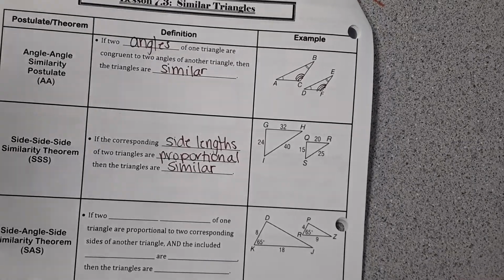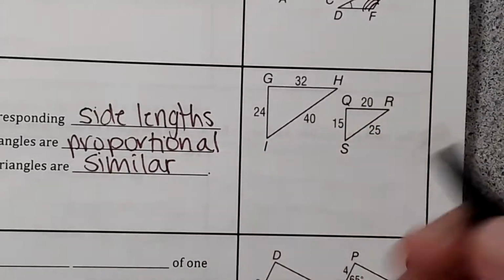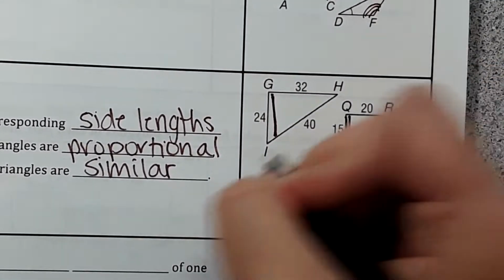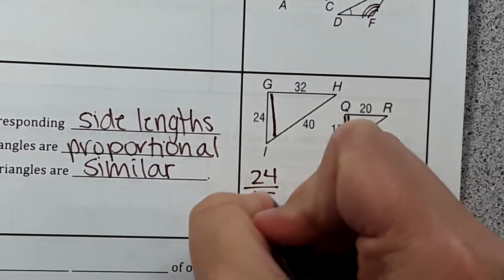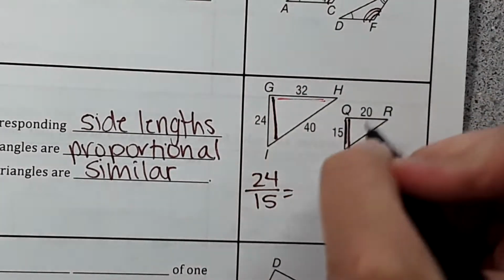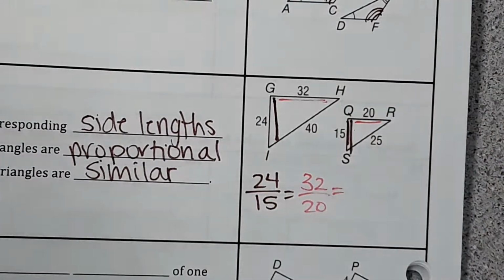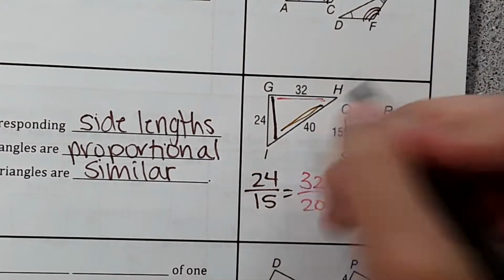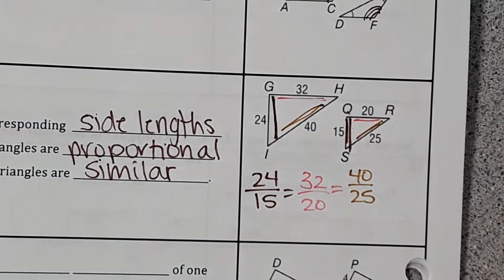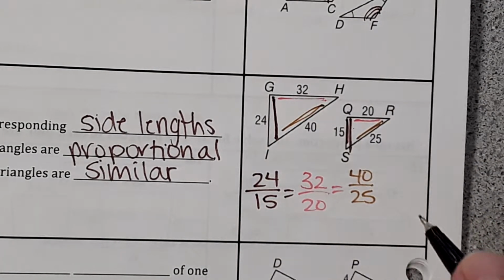So we'll do an example here too. Here you have two similar triangles. If you take corresponding sides, so this side corresponds with this one, I'm going to take 24 and put it over 15, equal to 32 over 20, since this side corresponds with this one. And this one corresponds with this one, so you have 40 over 25. If all these ratios are the same, then you have similar triangles.